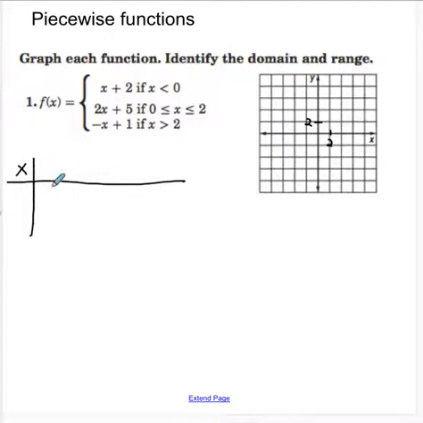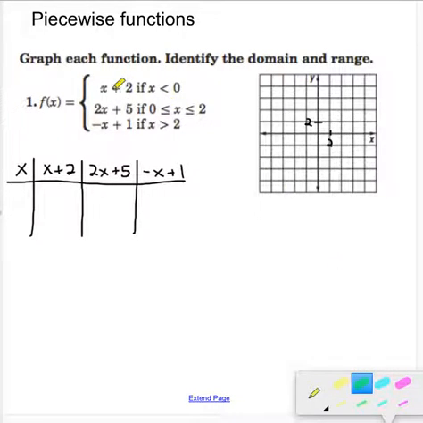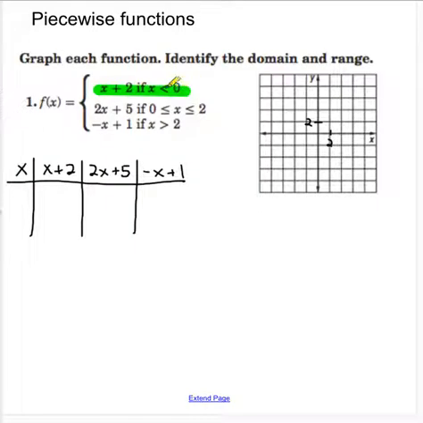So I've got the x, and since I've got 3 rules, I'm going to make a table of values for each part of the 3 rules. So negative x plus 1. And I'm going to look at these for different input values of x. So if x is less than 0, I'm going to plug in some numbers that are less than 0. So my favorite number that's less than 0 is negative 2.